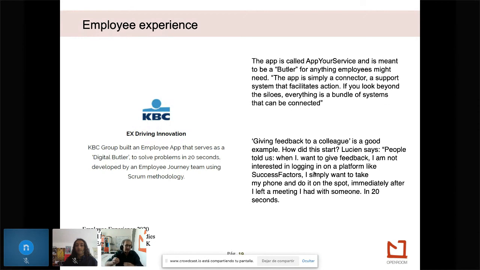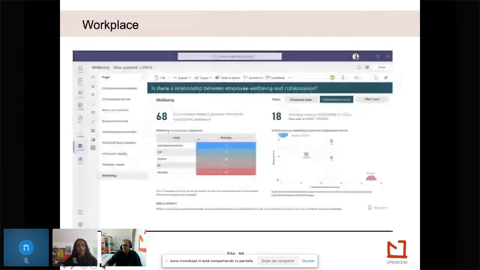They get the data and connect the data, so the user can go through that data again and again. On the workplace, we need to mention Viva. I think it was six months ago that they launched Viva, and you find there an analytics model built into the software. So we will be getting used to this type of question: is there a relationship between employee well-being and collaboration? You can look at the data to correlate these two things.